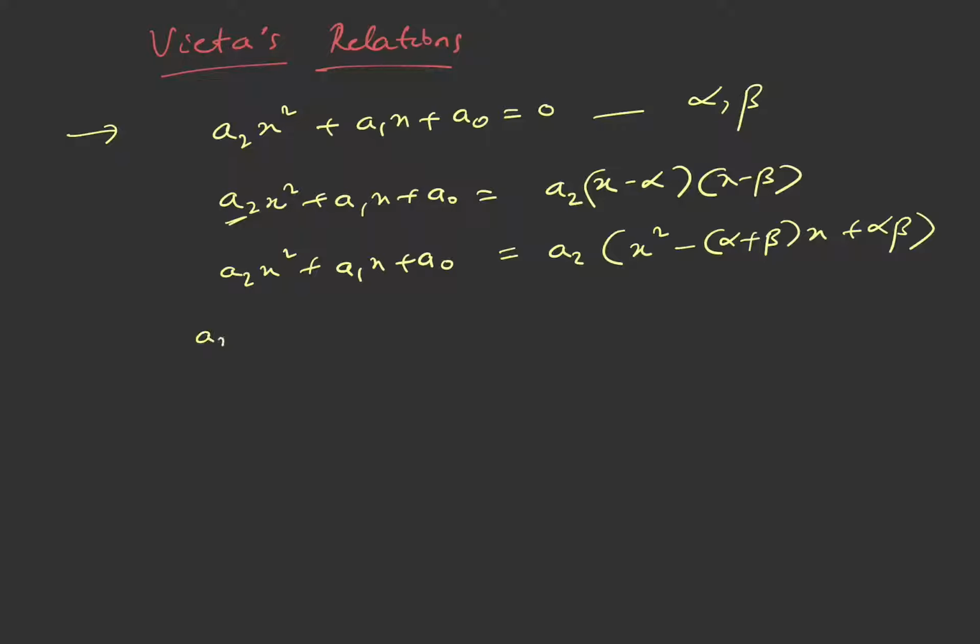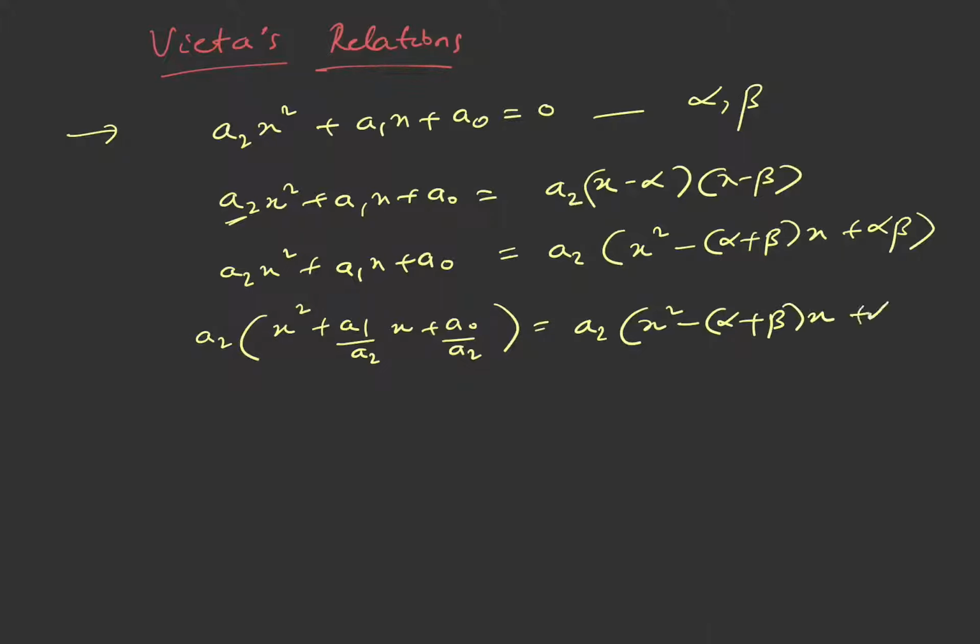Now you can take a2 common on the left side also, so you will get x square plus a1 by a2 into x plus a0 by a2 is equal to x square minus alpha plus beta into x plus alpha beta. Now you can see that these two polynomials are essentially the same, because this polynomial has roots alpha and beta and this also clearly has roots alpha and beta. So these are polynomials which are equal for every value of x, and we can directly compare them.